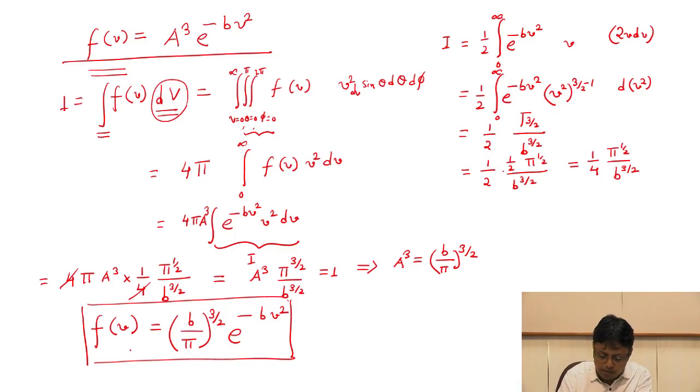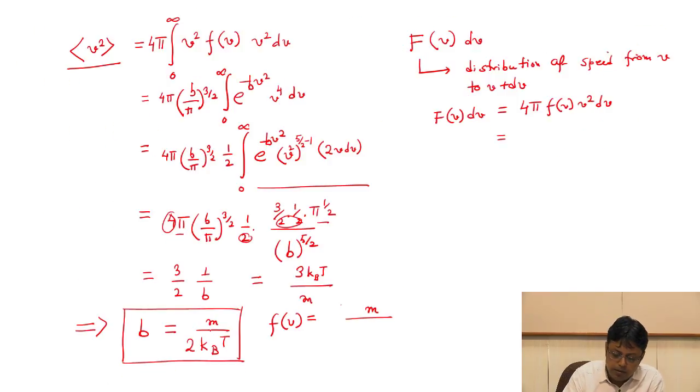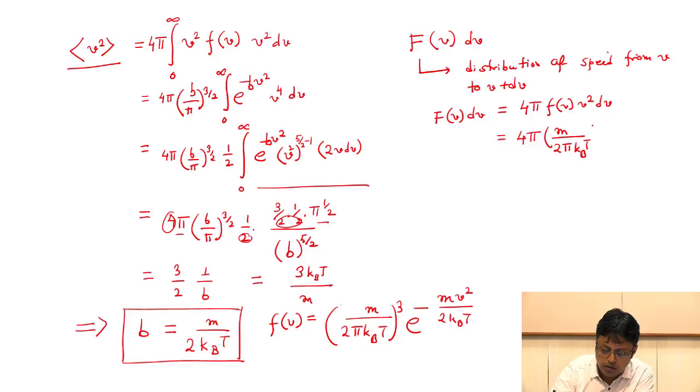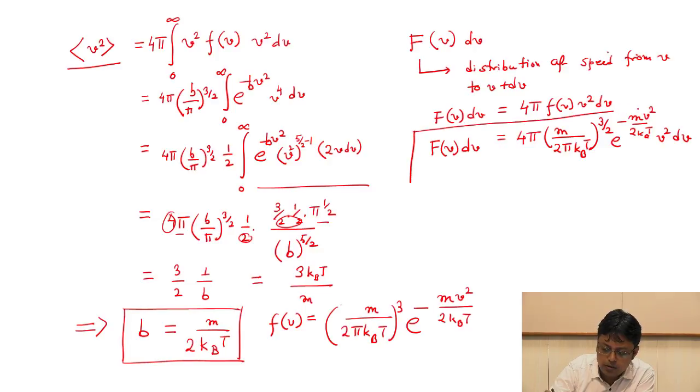So let us just rewrite it once again. F of v is b by pi to the power 3 by 2, so it will be m by 2 pi kbT to the power 3 by 2 into e to the power minus b v square, where b is m v square by twice kbT. So this distribution function which we are going to use, which is already integrated over theta and phi, will be nothing but 4 pi into m by 2 pi kbT raised to the power 3 by 2 into e to the power minus m v square by twice kbT into v square dv. So that is the Maxwell-Boltzmann distribution of molecular speed.